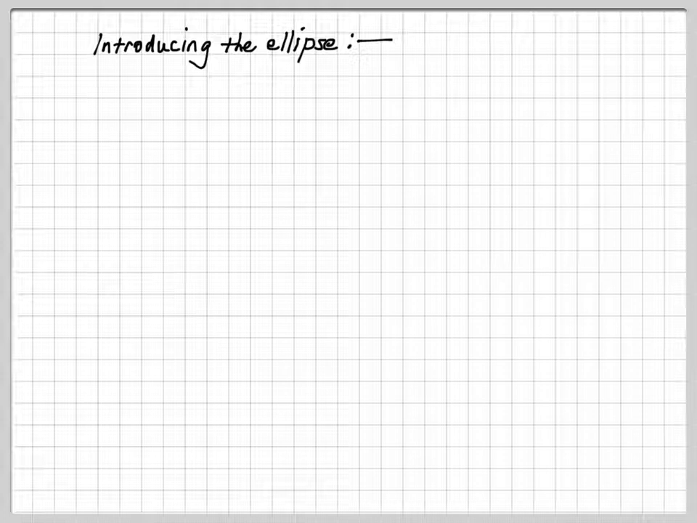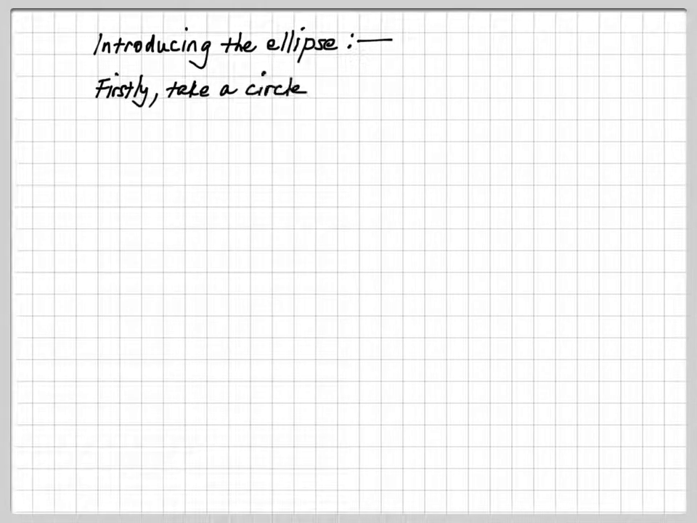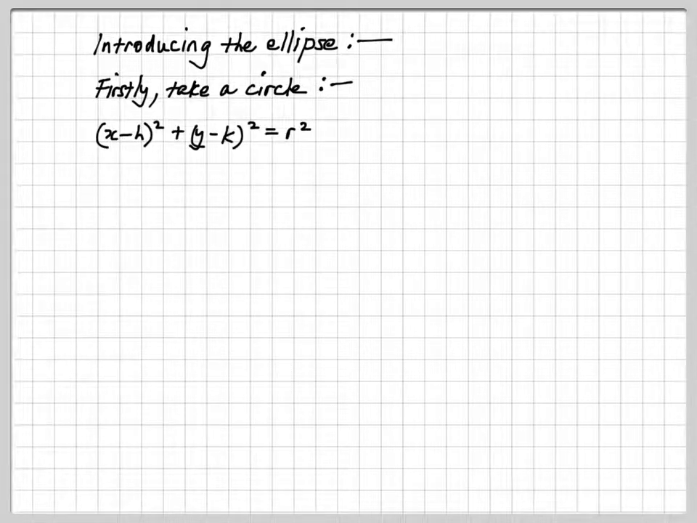All right, introducing the ellipse. Well, firstly, we're going to look at a circle because I'm going to reveal to you an amazing fact about circles. I won't spoil the suspense. Here is the equation of a circle: (x − h)² + (y − k)² = r². It's a generalised equation where h and k are the x and y coordinates of the centre, and r is the radius, right?